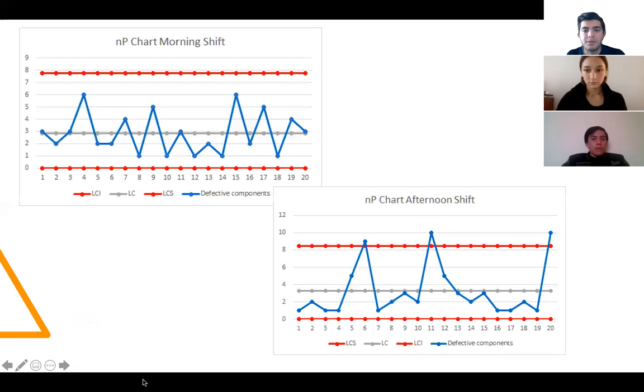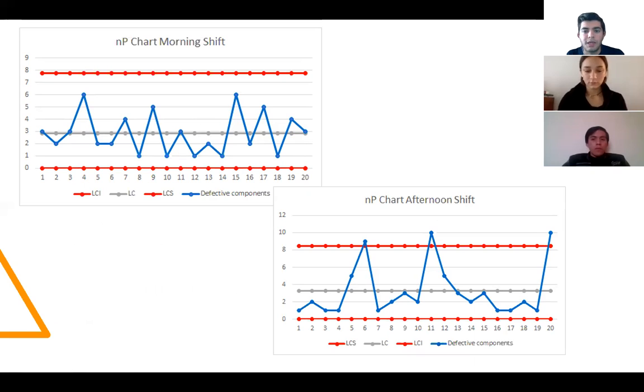As can be seen in the NP chart for the morning shift, the manufacturing process is in statistical control. It presents common sources of variability, which are interpreted as noise. For this reason, a further analysis of this shift is ruled out for the time being.